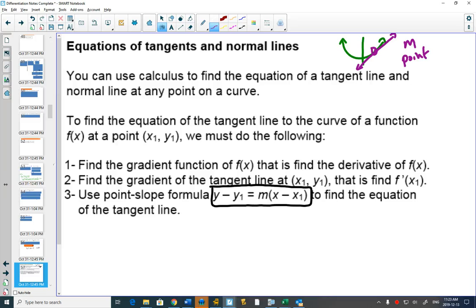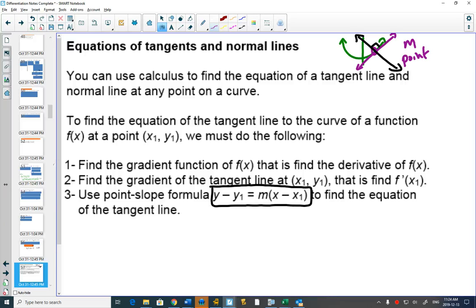We're going to say, I want to find the equation of that purple line. That's an equation of a tangent line. An equation of a normal line, well, the normal line is just the line perpendicular to the tangent line. So we're going to find that one as well.